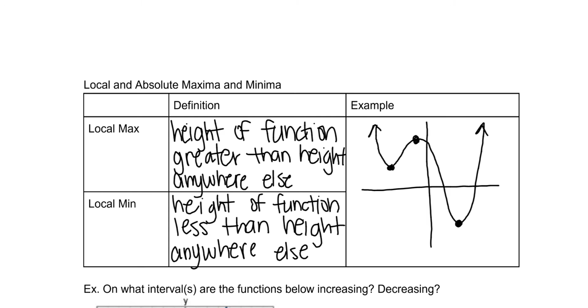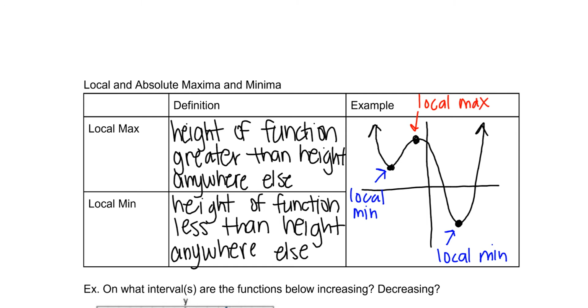Any low point is a local min. So right here and right here we have local mins. This is a local min. So is this. It's a low point. Then our point at the top here would be an example of a local max, because it is a high turning point.